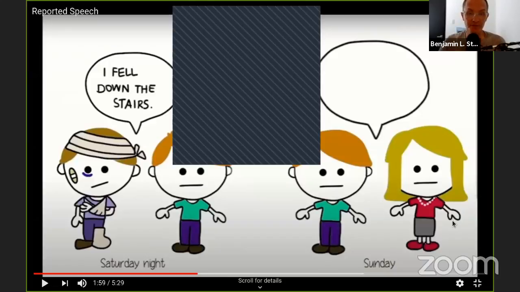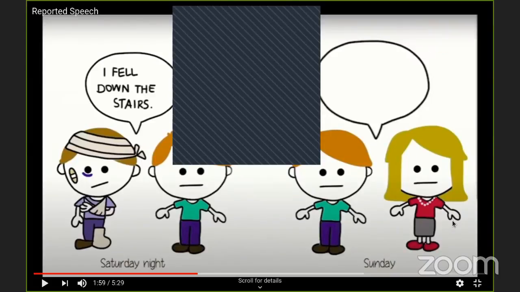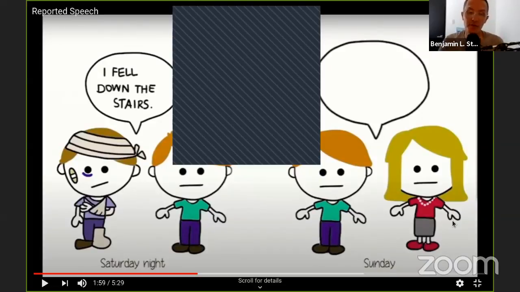He told his father that he had fallen down the stairs. So let's compare this. He had fallen. What verb tense is had fallen? Past perfect. So remember when we form the past perfect, the auxiliary had plus the verb in the past participle. So be really careful with the verb in the past participle.